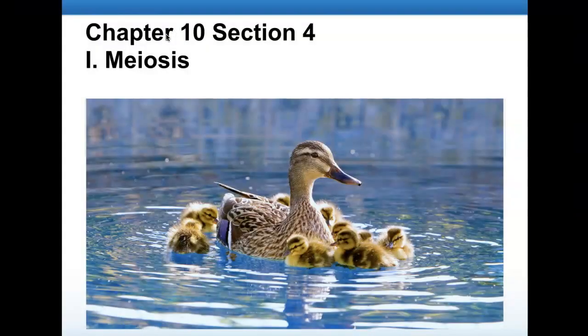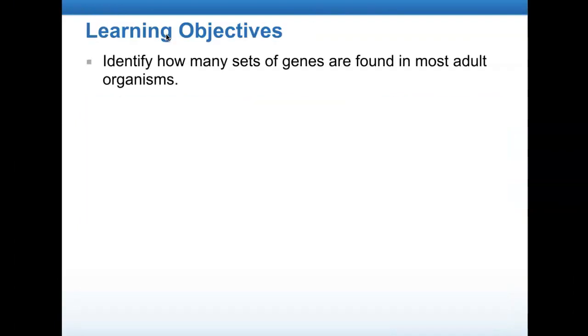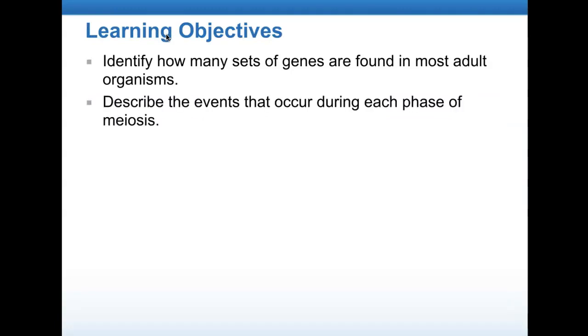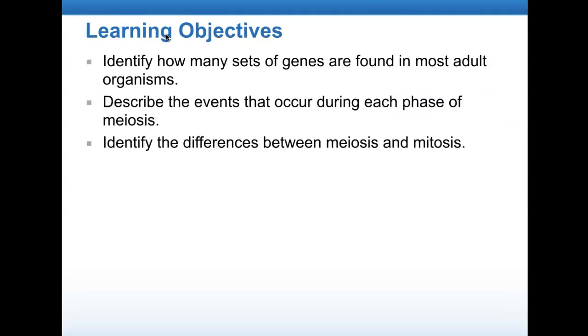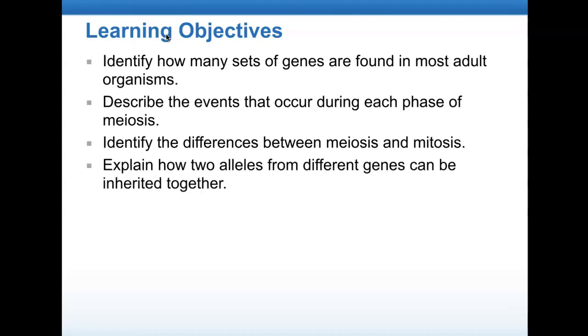Chapter 10, Section 4, Meiosis. Learning objectives. Identify how many sets of genes are found in most adult organisms. Describe the events that occur during each phase of meiosis. Identify the differences between meiosis and mitosis. Explain how two alleles from different genes can be inherited together.